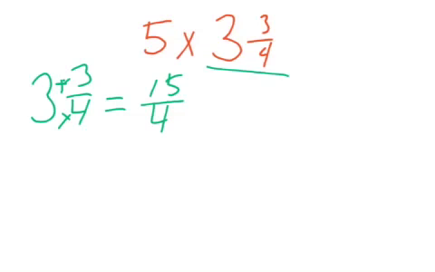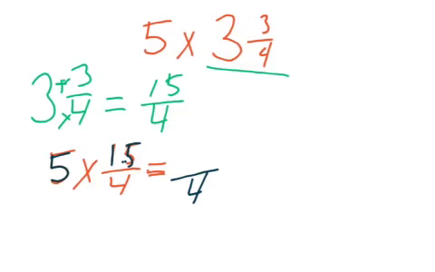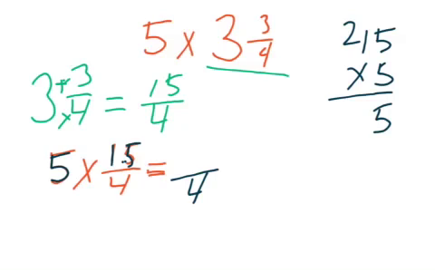Step number 2 is to rewrite and then multiply. So 5 times 15/4. And when I multiply, I'm going to multiply my whole number times my numerator, and my denominator is going to stay the same. Okay, I might do it off to the side if I can't do that in my head. 5 times 5 is 25. I put my 5, carry my 2. 5 times 1 is 5, plus 2 more is 7. 75/4. My final step, step number 3, is to divide.